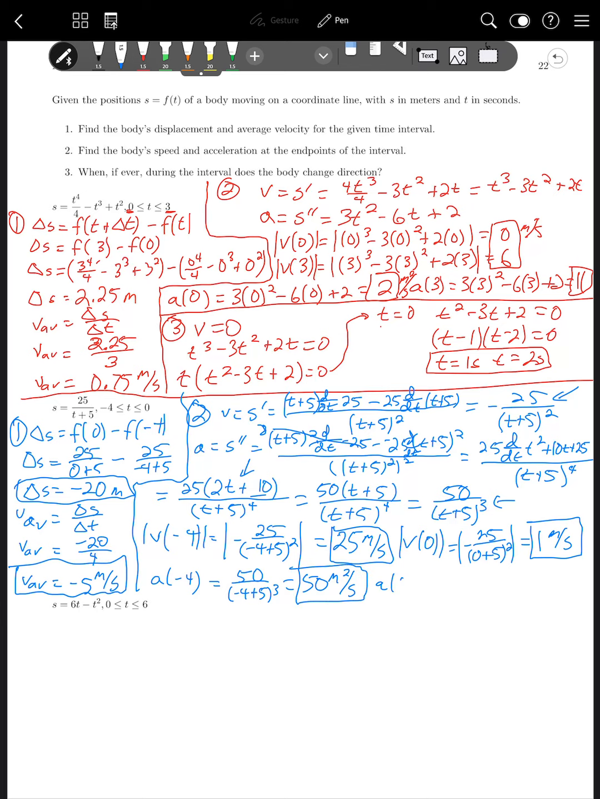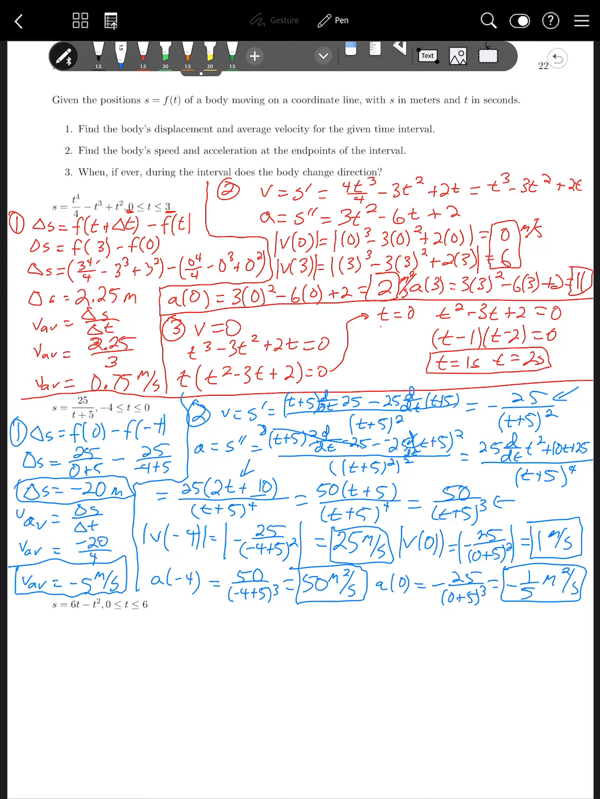And then we could do the acceleration at 0. So negative 25 over (0 plus 5) cubed. So 0 plus 5 is 5. 5 cubed is 125. Negative 25 divided by 125 is negative 1/5. So this would be negative 1/5 meters squared per second, or negative 0.2 if you wanted to use decimals.